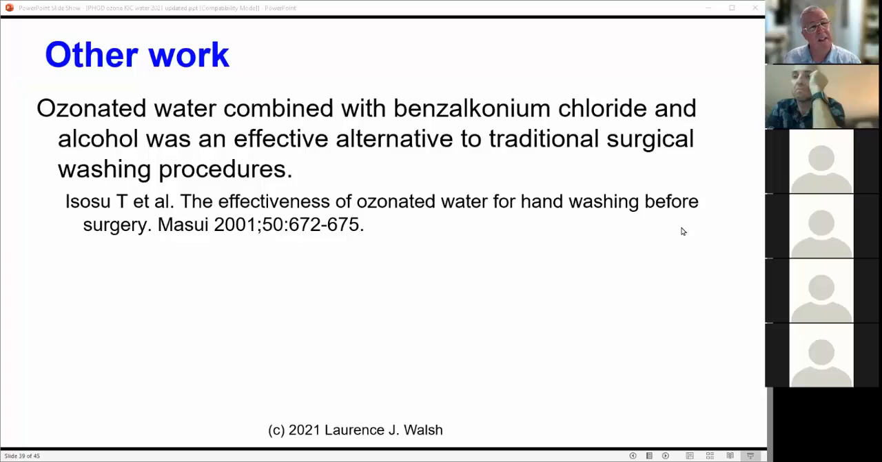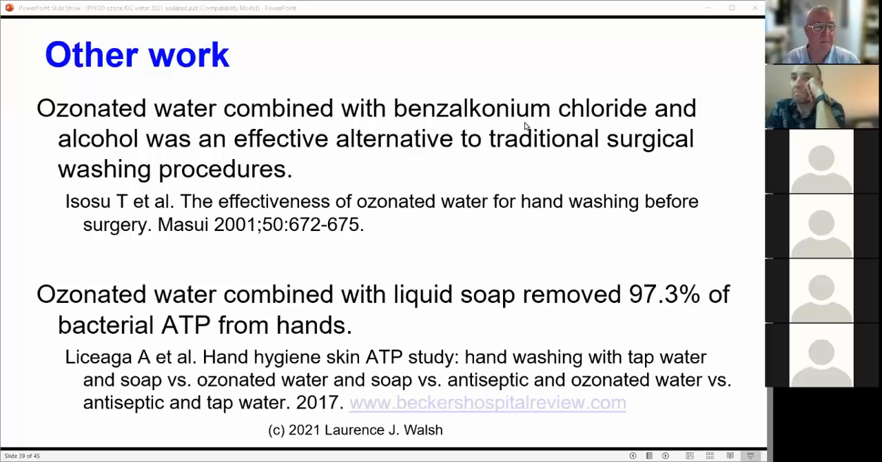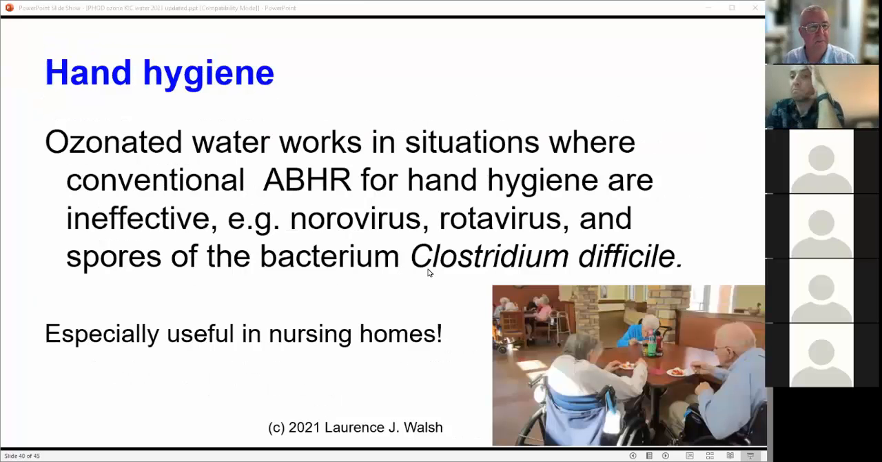There is other work about taking ozonated water and combining it with other types of disinfectants. In this study, they combine it with alcohol and with benzalkonium chloride to create a type of surgical hand preparation material. And some studies have looked at just using ozonated water combined with regular liquid soap, and that's been shown to reduce the transient level of bacteria on the skin by over 97%. And you can do that by using an ATP luminometer with the luciferase readout to give you actually a quantitative measurement.